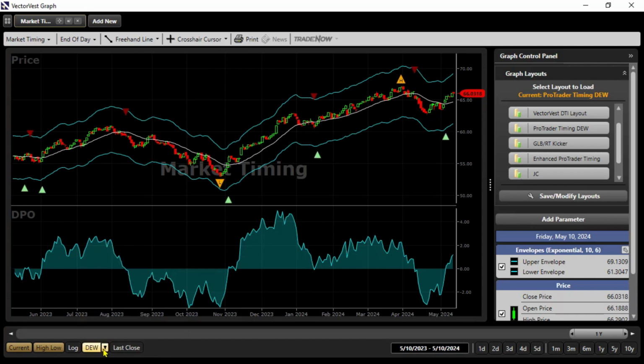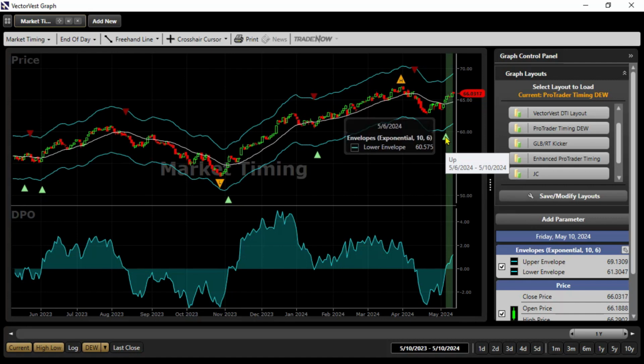So I'm going to come down here to the bottom. You'll notice you have a selector. I put DEW on here. That populates the green and red triangles. A green is obviously a bullish signal on the stock market in this case, because we're looking at the stock market. Now, this is built exclusively for the stock market. It was geared towards doing just that, timing the markets. Okay.